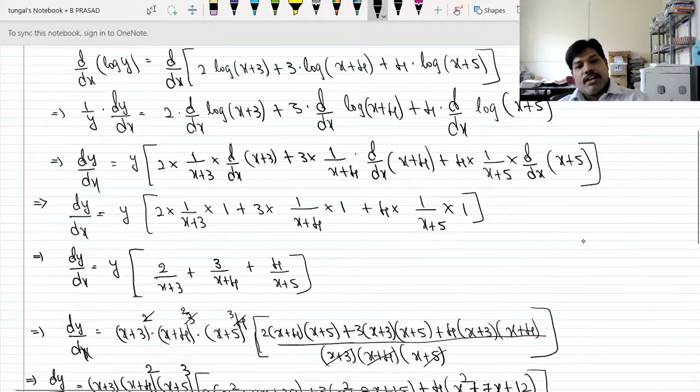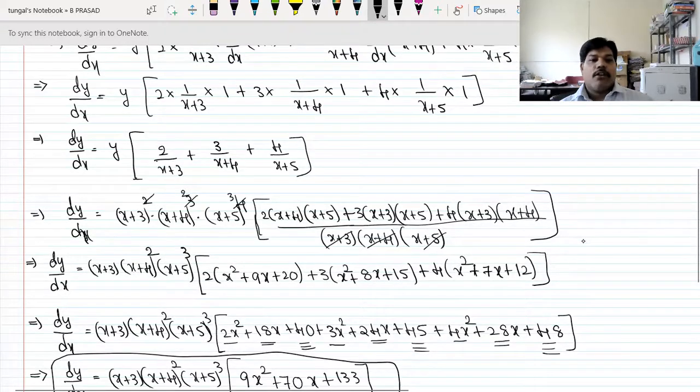So what is the y value? You can replace that value here and take the LCM. 2 by x plus 3, 3 by x plus 4 and 4 by x plus 5. Take the LCM, x plus 3 into x plus 4 into x plus 5. So take the LCM, you will get this value. Replace the y value here, and x plus 3 whole square in the numerator with x plus 3 in the denominator, cancel that, you will get x plus 3. x plus 4 whole cube by x plus 4 will become x plus 4 whole square. x plus 5 whole power 4 and x plus 5 will become x plus 5 whole cube.